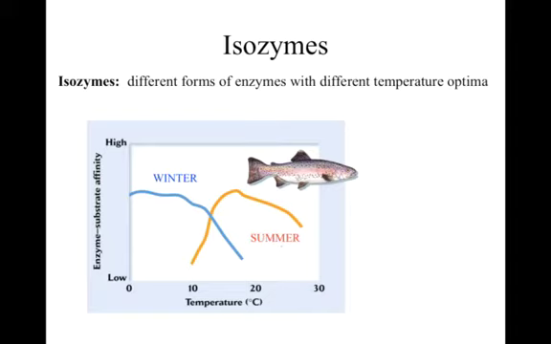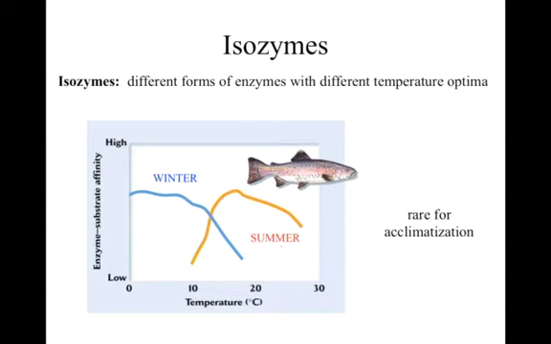One option is to produce isozymes. So isozymes are different forms of enzymes with different temperature optima. And so here you see an example of fish where it produces one enzyme that's really optimal at low temperature in the winter, and it produces a different enzyme that's optimal at higher temperatures in the summer.